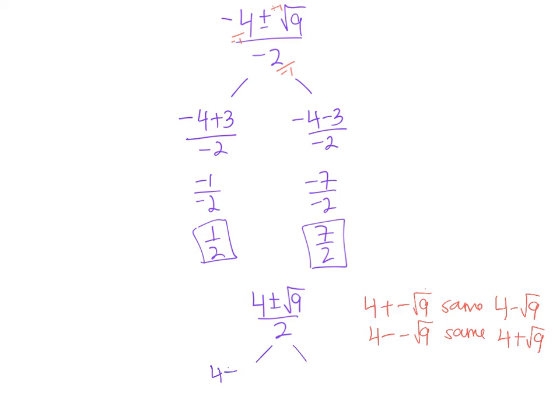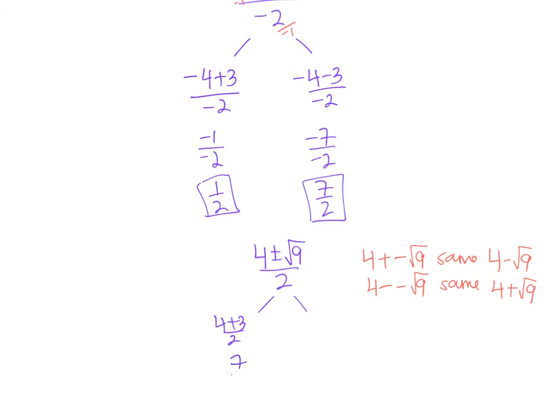I have 4 plus 3 over 2, and that simplifies to 7/2. And then I'll have 4 minus 3 all over 2, that simplifies to 1/2. And I got the same values when I simplified, but the expression was much simpler to work with without all those negatives.